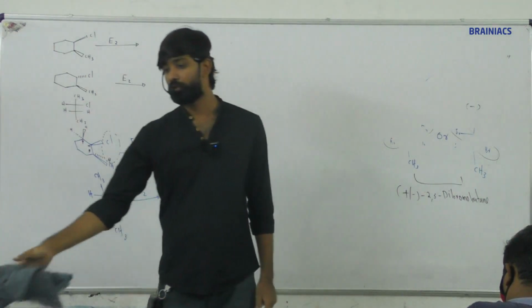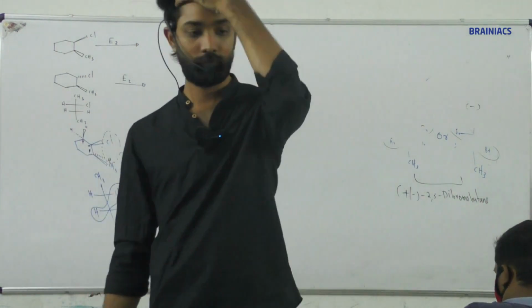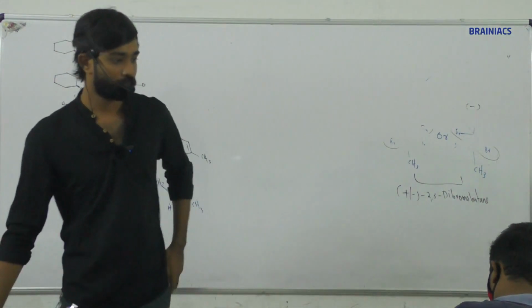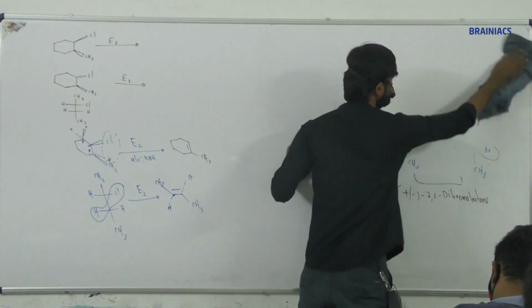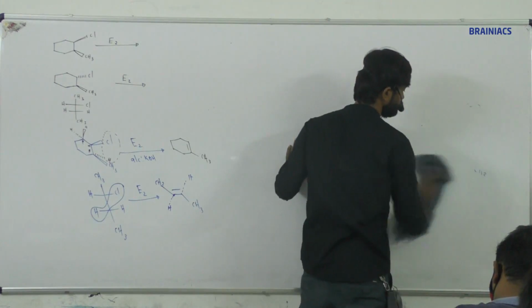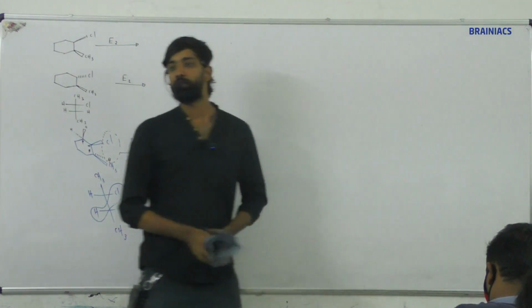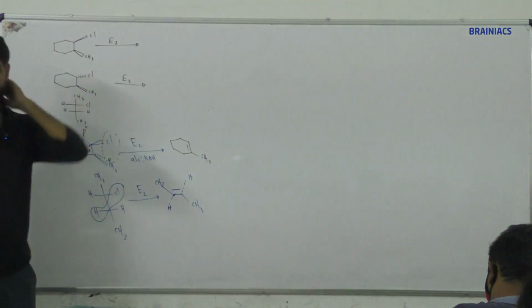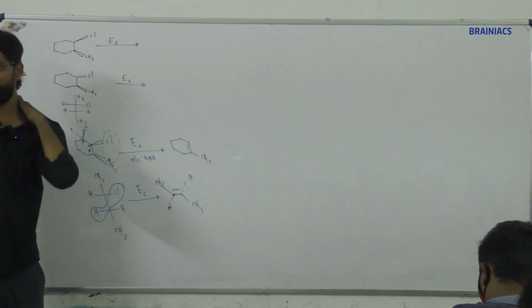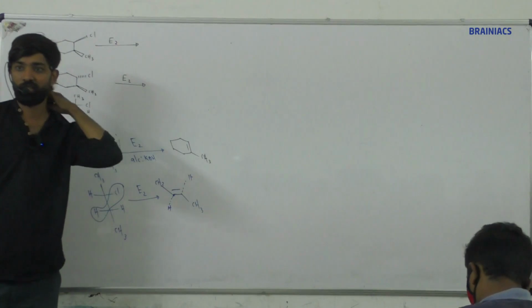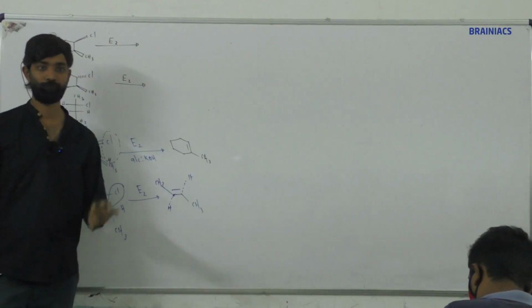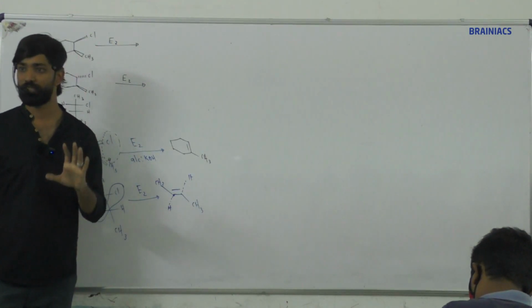Okay. Chemical property of alkene. The most important property is addition, actually electrophilic addition. The controversy is in unsymmetric addition.